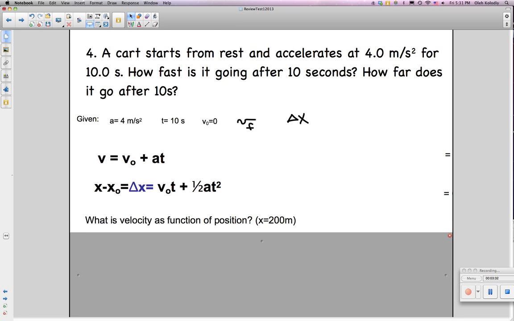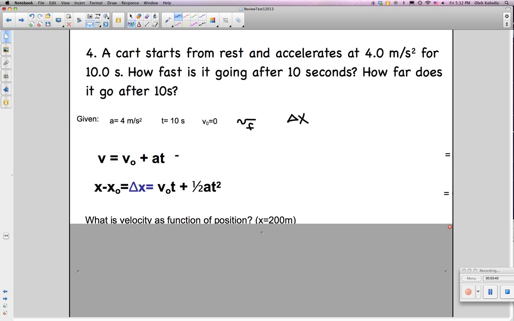So in this first equation, initial velocity plus acceleration, which is 4 meters per second squared, times time, which is 10 seconds, gives us 40 meters per second. That's how fast it's going after 10 seconds, if it's accelerating at 4 meters per second per second.